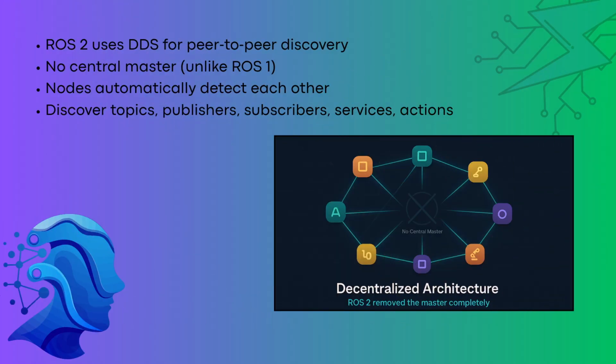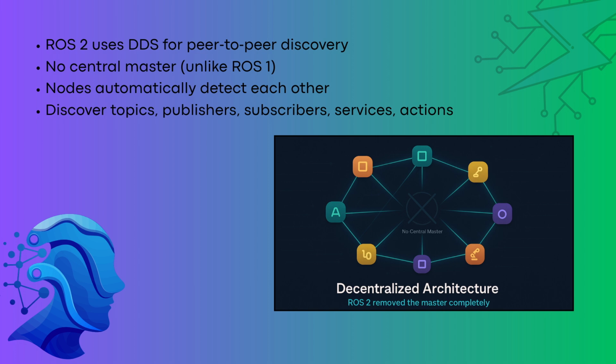Now let's talk about something super cool that happens behind the scenes in ROS2: node discovery. ROS2 is built on top of DDS, the Data Distribution Service, and that gives it really powerful features. Whenever a node starts up, it automatically broadcasts its existence to the network. There is no central master, no server you have to register with, nothing like the old ROS1 master. Instead, ROS2 uses a peer-to-peer discovery system. That means every node can discover every other node on its own, completely automatically.